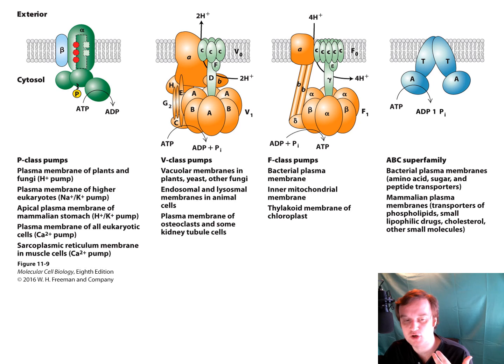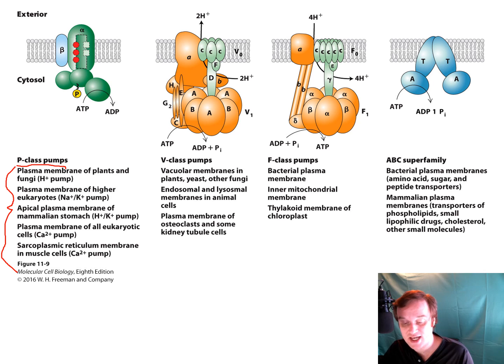So let's talk about the 4 classes of these ATP-powered transport pumps. So first we have the P-class pumps. I'm not going to read everything here. These are things for you to know, but I'm not going to spend the time to read it to you because you can read it. But generally, P-class pumps generate ion gradients across membranes.